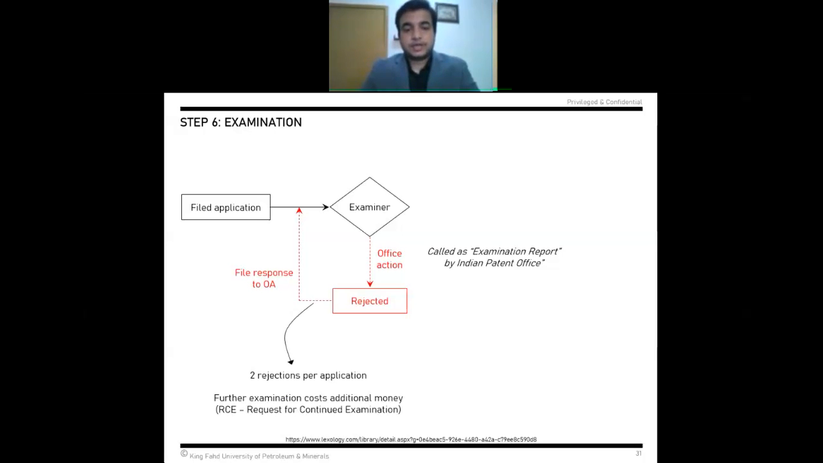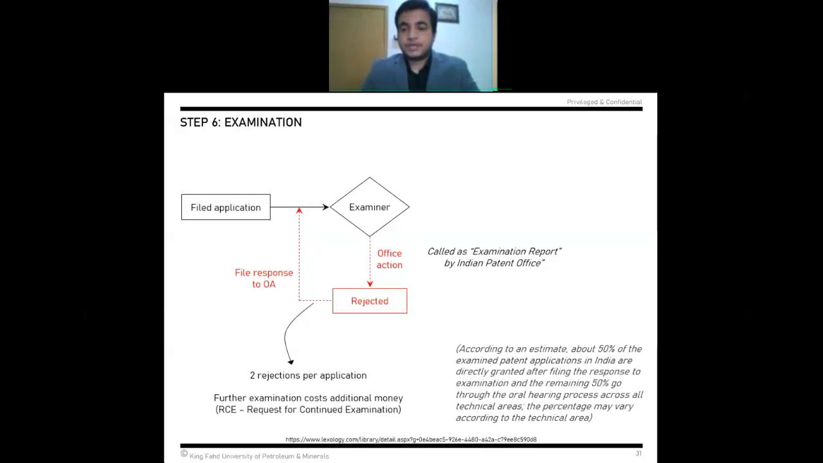And in the US, you get 2 rejections per application. After 2 rejections, the applicant has to pay additional fees. And in India, about 50% of the examined applications are granted directly after a response is filed. The remaining 50% go through the oral hearing process. So it is possible for the inventor or his or her attorney to have an oral discussion with the examiner to discuss the rejections and get the patent granted. And once the patent application passes the examination, it is allowed and finally granted.